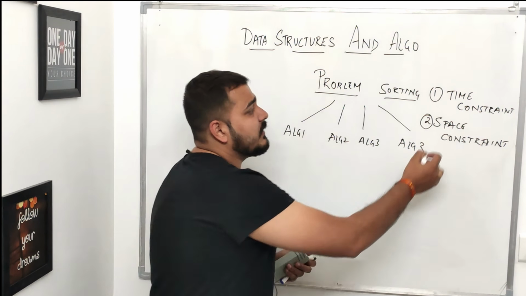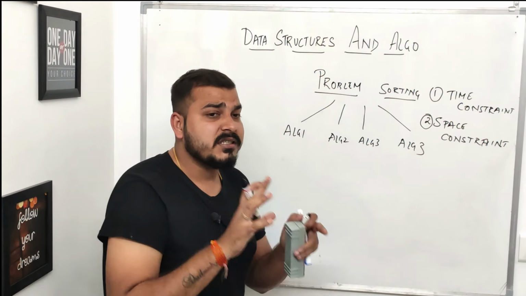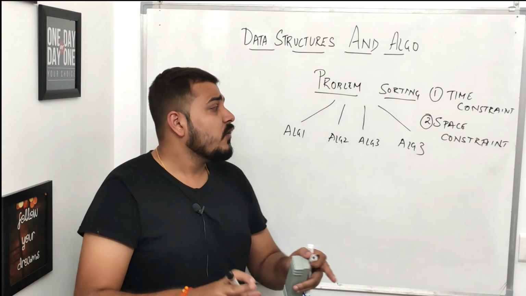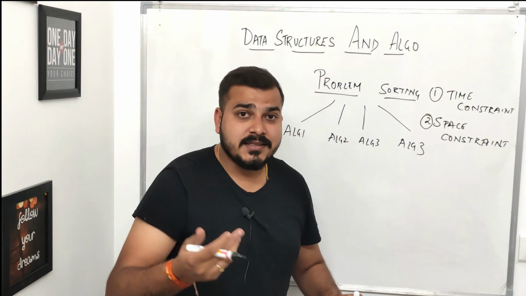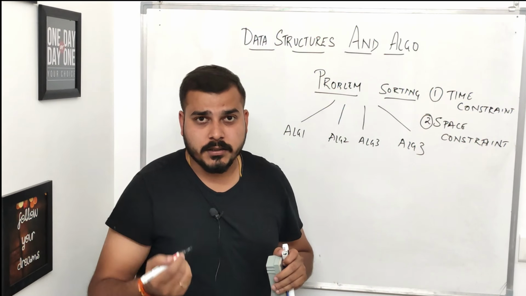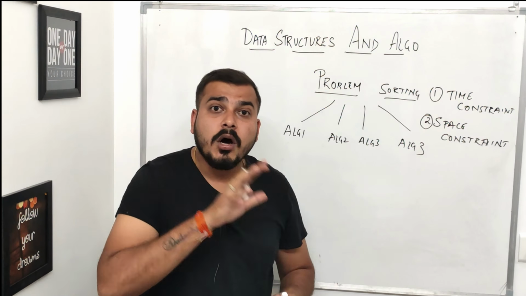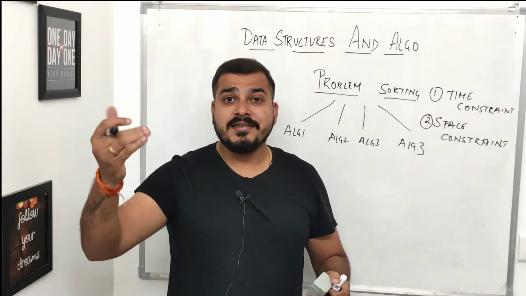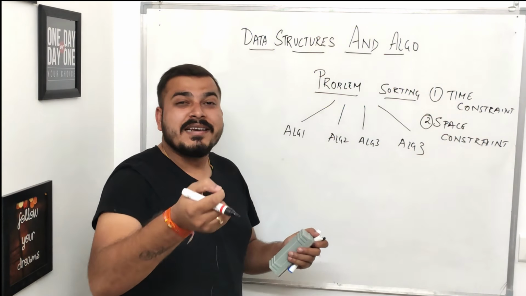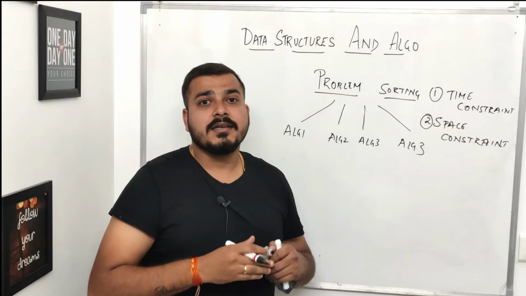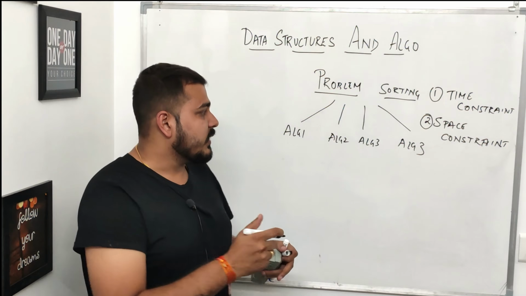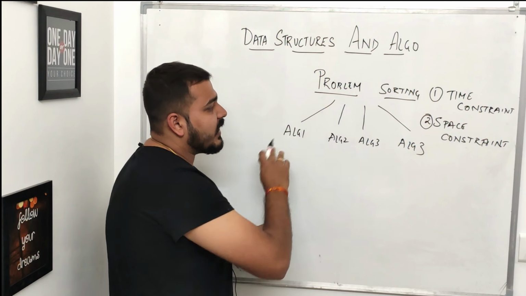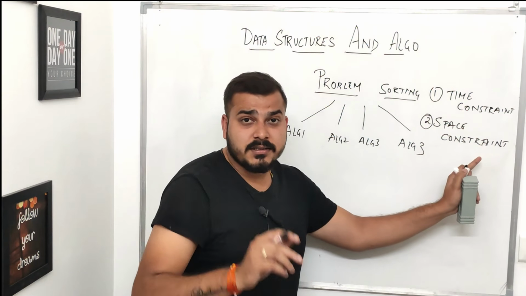So for that, the time constraint basically says how much time it is taking for a particular problem statement to get executed when I'm considering this particular algorithm, and it may depend on the size of the input. As the size of the input increases, the time for that execution will also increase, right? So all those things. Based on that, suppose I consider all these algorithms. The second one is space constraint.